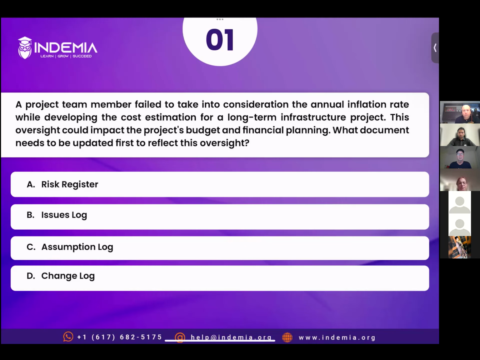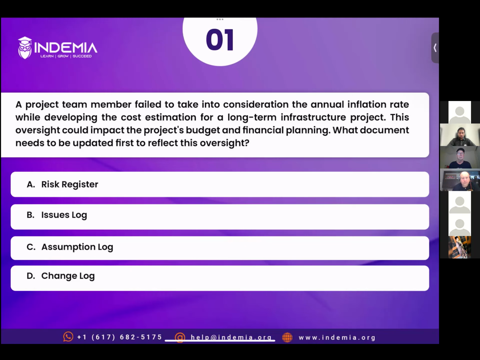So now you need to update the assumption log, and based on that, you would be raising a change request if the plan is approved. Otherwise, you will be simply updating the other documents, estimates, or relevant documents. So the correct answer is assumption log, because we have missed all the assumptions.